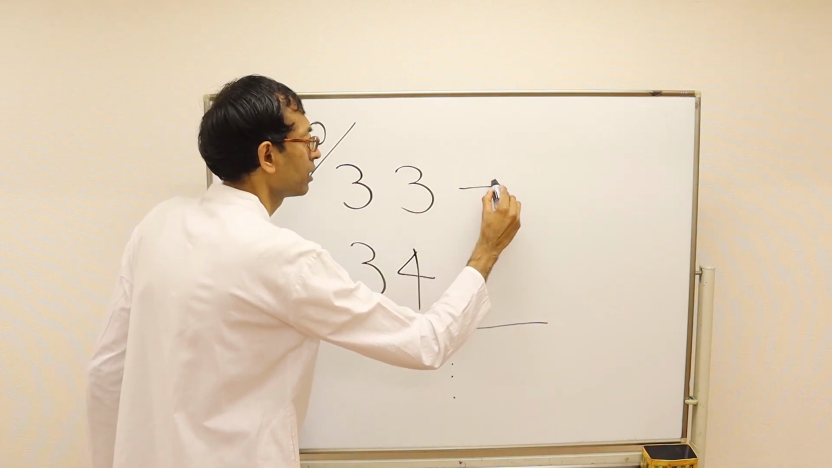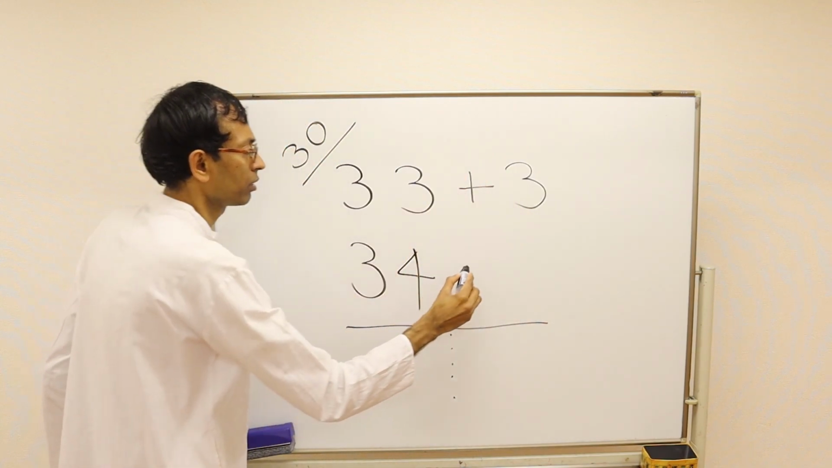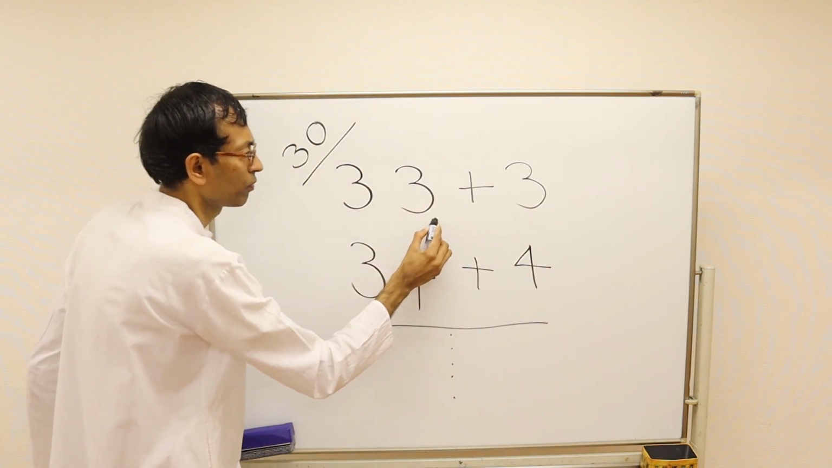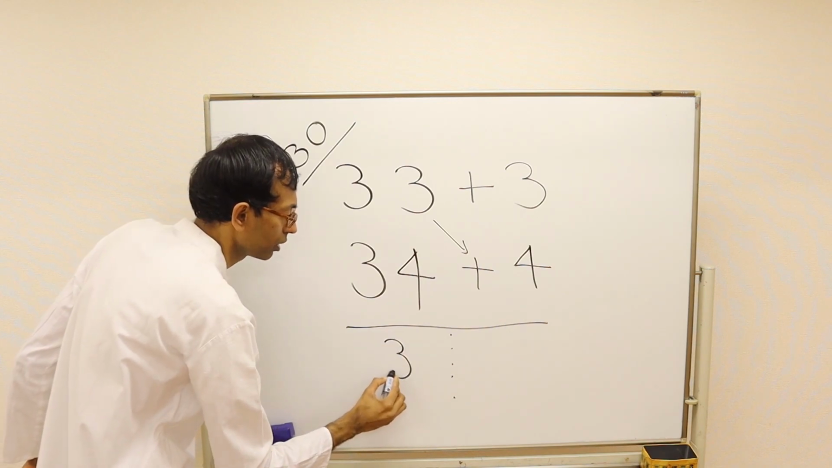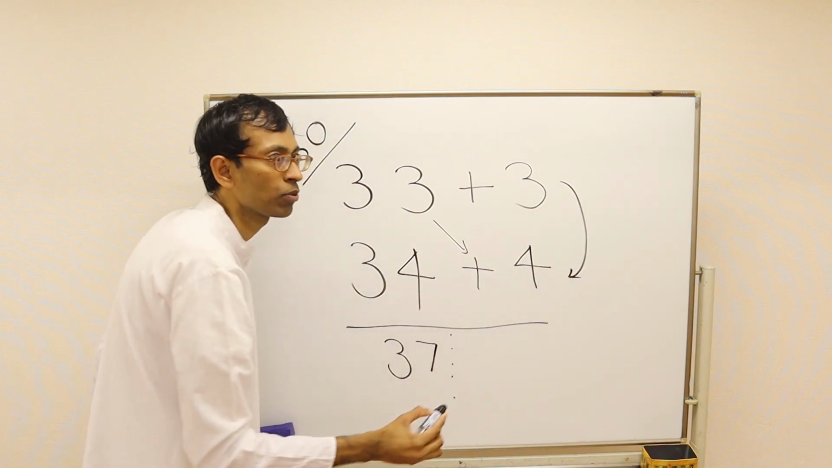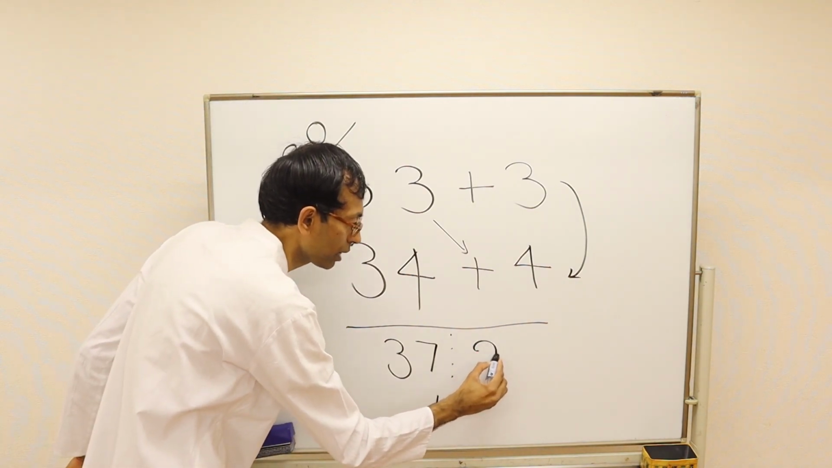33 is 3 above 30. 34 is 4 above 30. So the first part of the answer is 33 plus 4, which is 37. The second part of the answer is 3 times 4, which is 12. So 1 is a carry.